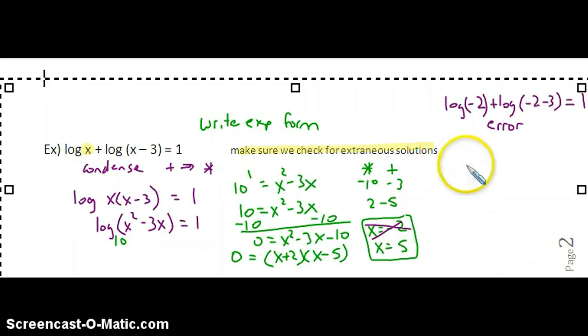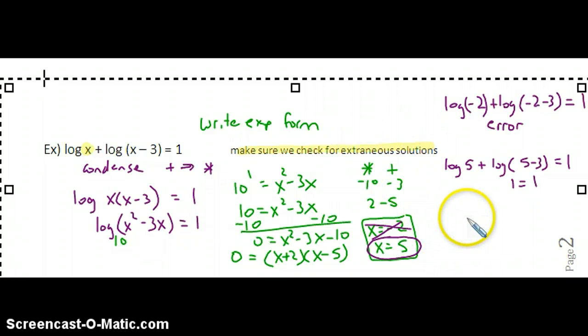Let's test it with 5 to make sure that that works. Log of 5 plus log of 5 minus 3, that should equal 1. So in my calculator, I'll type in log of 5, close the parenthesis, plus log of 5 minus 3, close that parenthesis. I get 1. And since 1 equals 1, it checks out. I only have one of the solutions that work here. So be careful when you get a negative number. Sometimes that negative number is not going to work.